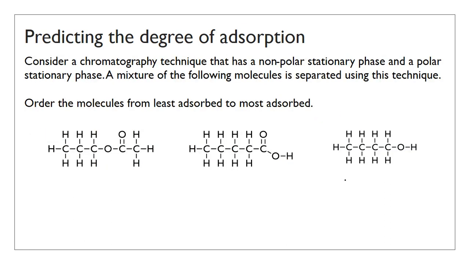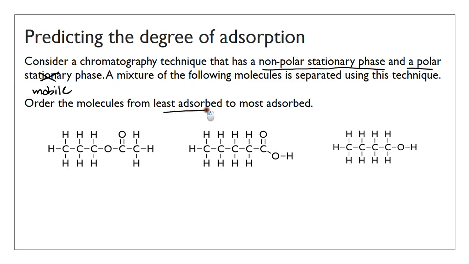All right, let's give you a few examples. So the first thing is, in order to predict the degree of adsorption, you need to know the nature of the stationary phase and the mobile phase. So I'm actually giving you that information here. So let's read the question together. Yeah, because there's some other people here beside me. Consider a chromatography technique that has a nonpolar stationary phase, and a polar mobile phase. Probably should say mobile and not stationary twice. So nonpolar stationary phase and a polar mobile phase. A mixture of the following molecules is separated using this technique. Order the molecules from least adsorbed to most adsorbed.